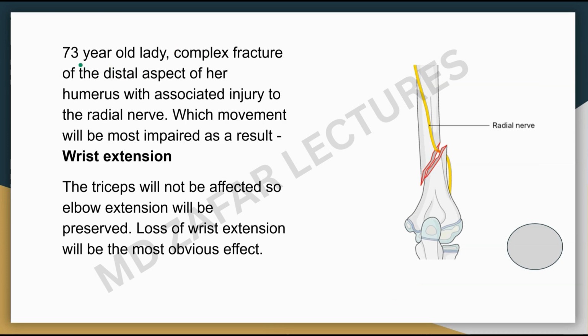So next we have a 73-year-old lady who had a complex fracture of the distal aspect of her humerus with associated radial nerve injury. Which movement will be most impaired as a result? We have to understand that if there is a radial nerve injury in the axilla, then all the extensions will be damaged at the elbow and at the wrist joint.